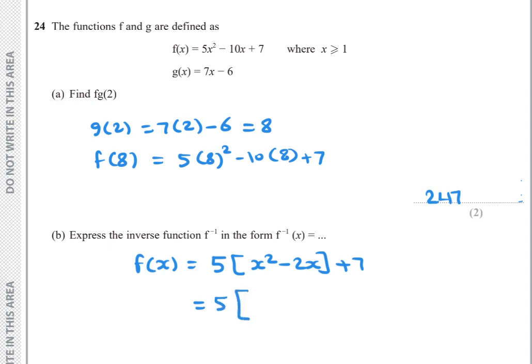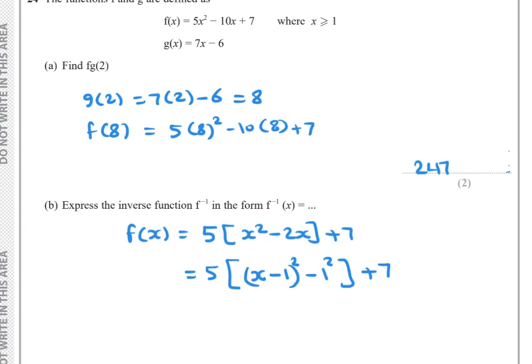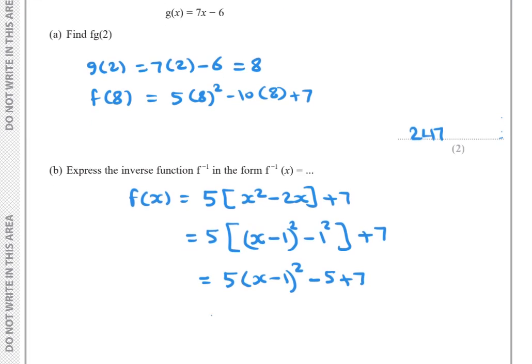Now we can use completing the square to convert this one to vertex form. So x has negative 2, so negative 1: (x minus 1) squared minus 1 squared, close bracket, plus 7 equals 5 into (x minus 1) squared, and 5 times negative 1 is negative 5, plus 7. So 5 into (x minus 1) squared plus 2.